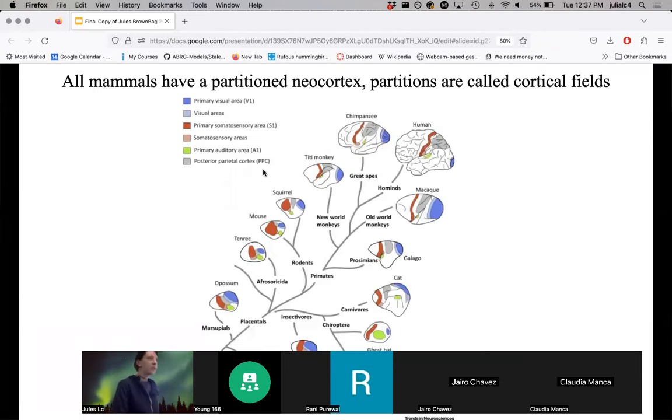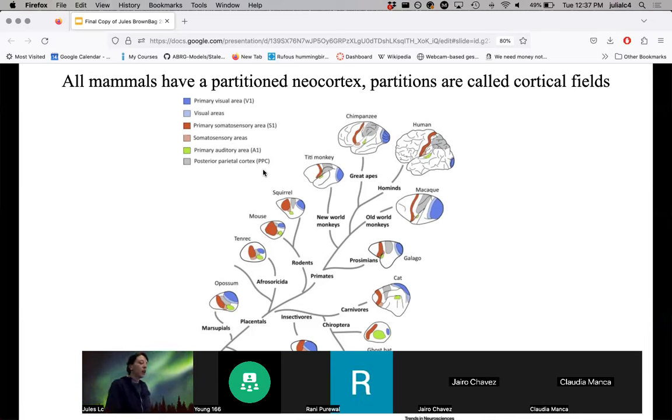So all mammals have a partitioned neocortex, and we call these partitions cortical fields. Here you're seeing an evolutionary tree that has images of the cortex across mammals. And you can see the primary visual area is in blue, the primary somatosensory area is in red, and the primary auditory area is in green.